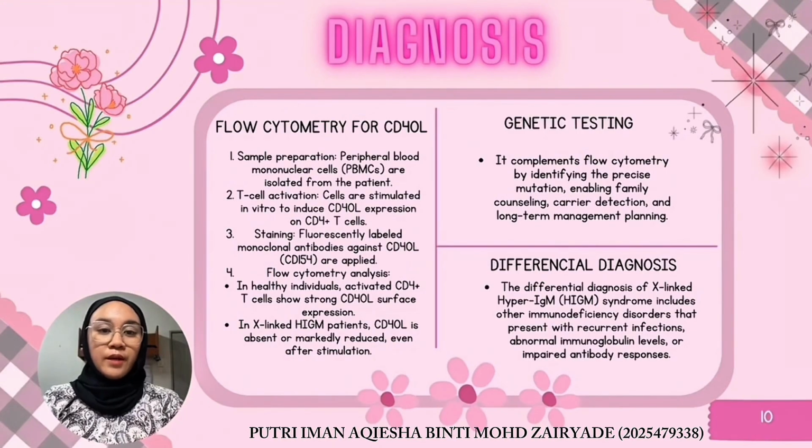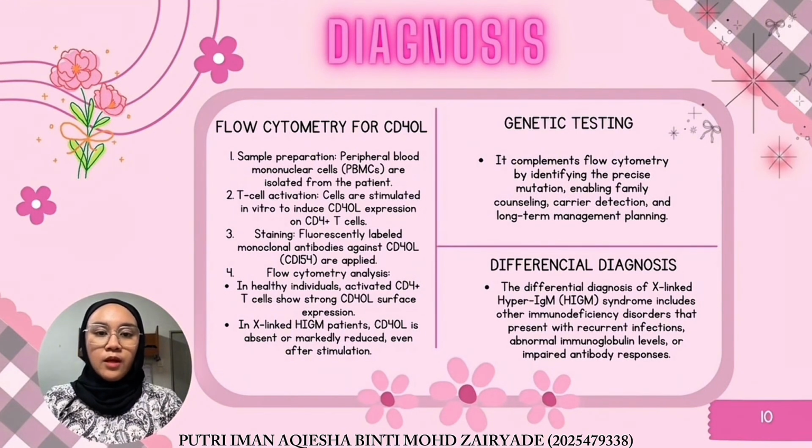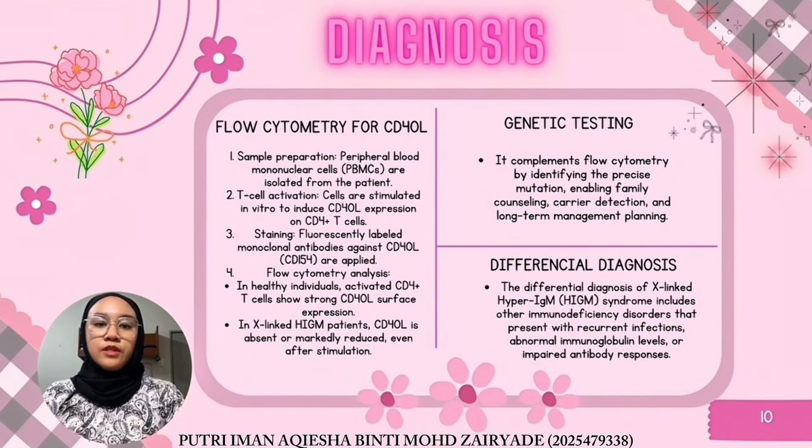To probe the mechanism further, flow cytometry for the CD40 ligand is performed. Normally, when T cells are activated, they express CD40L, which interacts with CD40 on B cells to trigger class switching. In X-linked hyper-IgM syndrome, activated T cells fail to express functional CD40L. This absence is a strong functional marker of the disease and helps distinguish it from other immunodeficiencies.